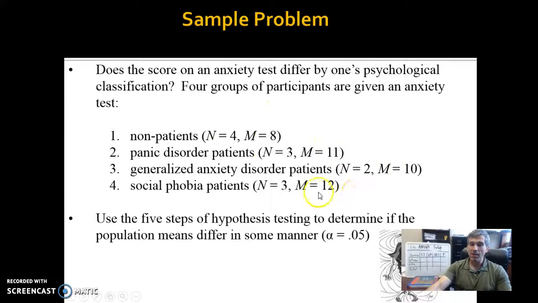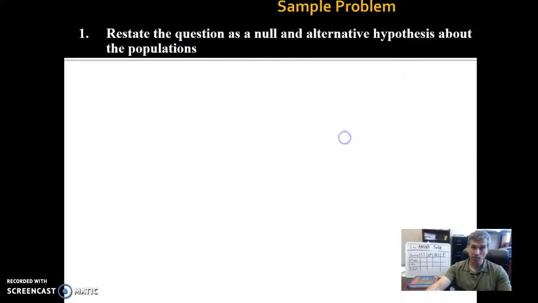We see the sample means there, and we can see that our anxiety groups do score higher overall, but is it significantly higher or not? Is it large enough to make some conclusions about the population? So we're going to use an alpha of 0.05 as we generally do, and we're going to see if these population means appear to significantly differ.